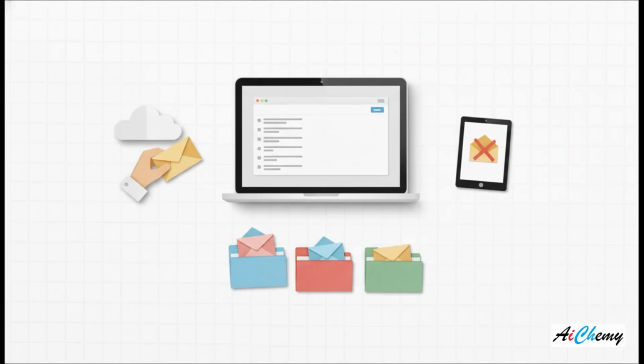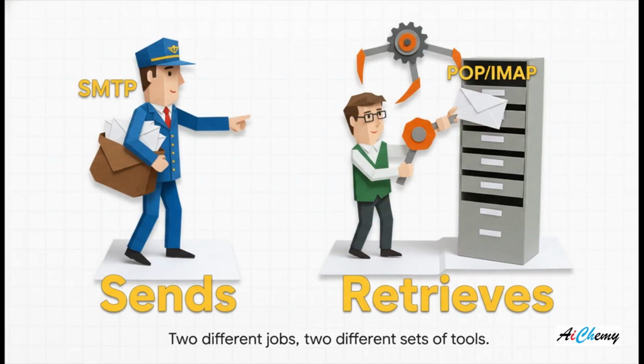These receiving protocols are built specifically for things SMTP just can't do, like fetching messages whenever you decide to check, helping you organize your inbox, and making sure you can access your mail even if you're not always connected to the Internet. If you take away just one thing from this section, let it be this simple distinction. SMTP sends, POP and IMAP retrieve. They're two different jobs that need two different sets of tools.